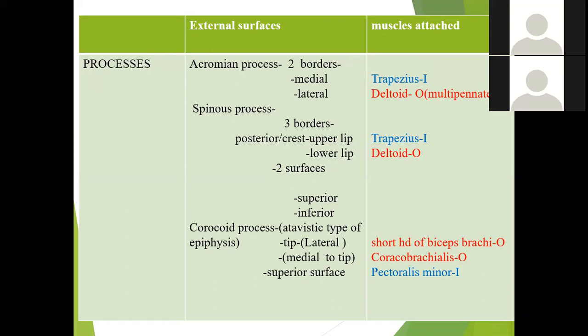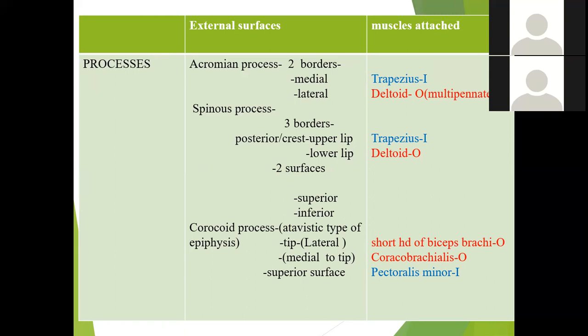Now we can see the coracoid process. The third process is the beak-like process, called the coracoid process. It comes under the atavistic type of epiphysis. Why? Because during evolution, it was a single bone, and it fused with the scapula. In lower animals it is a separate bone. In higher animals, that is human beings, it is combined with the other bone. So it comes under the atavistic type of epiphysis. Okay, it is an important question.